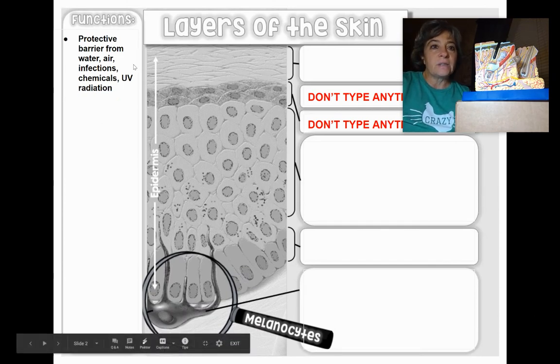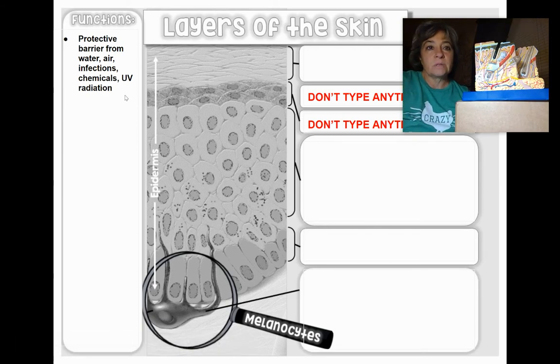First, though, let's look at the functions of the epidermis. First, protective barrier from water, air, infections, chemicals, ultraviolet radiation. Your skin is really your first means of defense because it's the thing that is exposed to the environment, and it is the thing that has to stop everything from the very beginning.